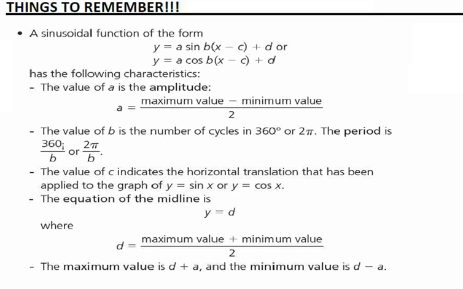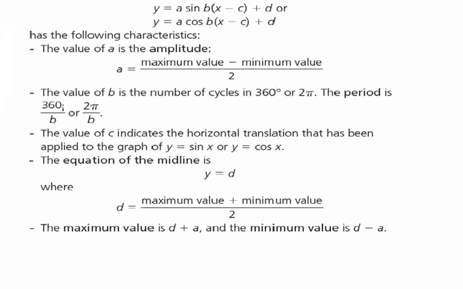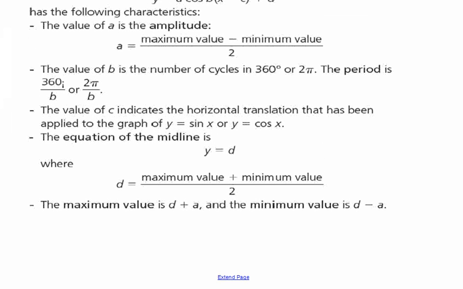This graph is a sinusoidal function. Remember, A, amplitude, is max minus min divided by 2. D, we're averaging, max plus min over 2. Our B value: our period is 2 pi over B. And you talked about this. The maximum is D plus A, minimum D minus A. Yes? Okay.